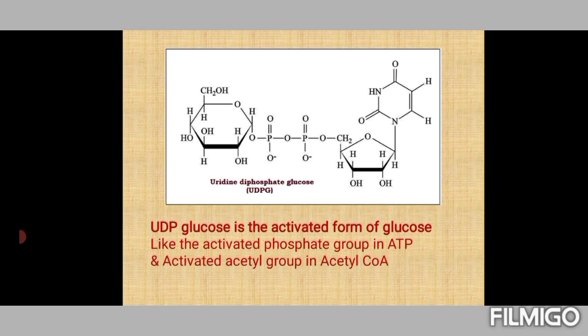Just like we can say that ATP is carrying an activated phosphate, or acetyl coenzyme A is carrying an activated acetyl group, like that.